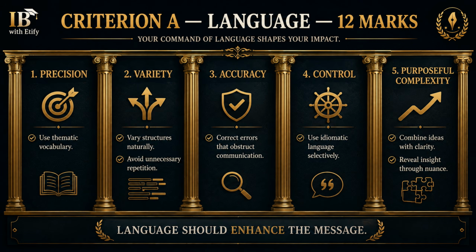Now let us translate all of this directly into the assessment criteria. For criterion A, language, aim for accurate and varied language that improves the message. Use precise thematic vocabulary. Vary grammatical structures naturally. Include complex structures where they help you express complex ideas.